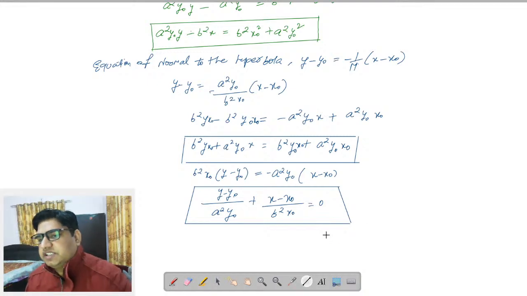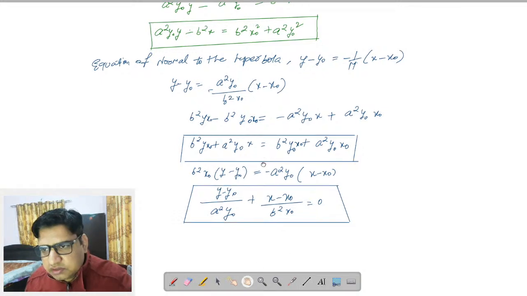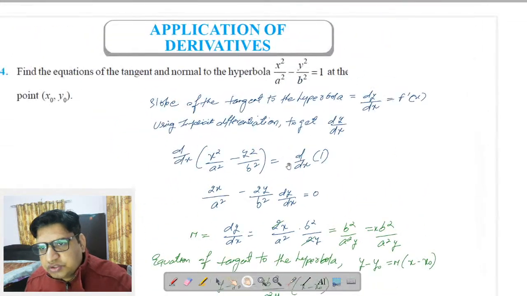So this is how we can solve this as well, and this might be one of the answers. Okay, so you can simplify it further, and let's try to solve one more question from the same topic.